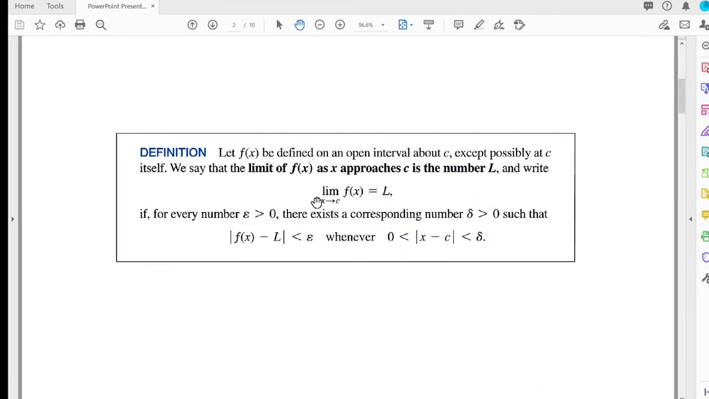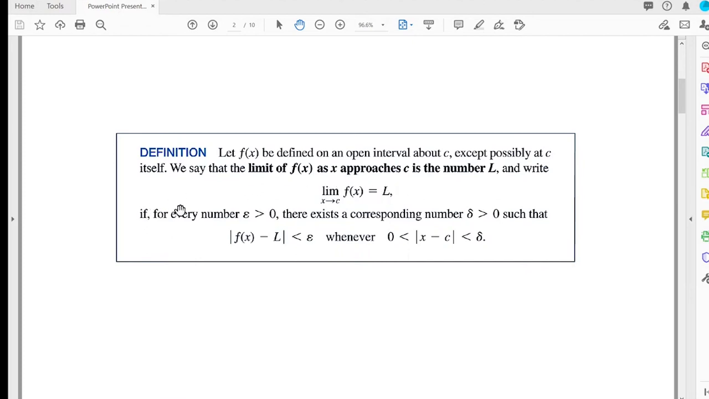So this is the definition. Let f of x be defined on an open interval about c, except possibly at c itself. We say that the limit of f of x as x approaches c is the number L, and write the limit of function f of x when x approaches c is equal to L.